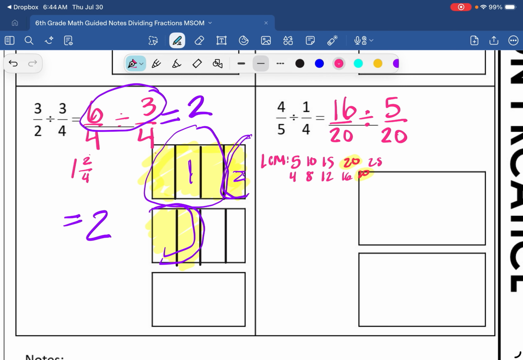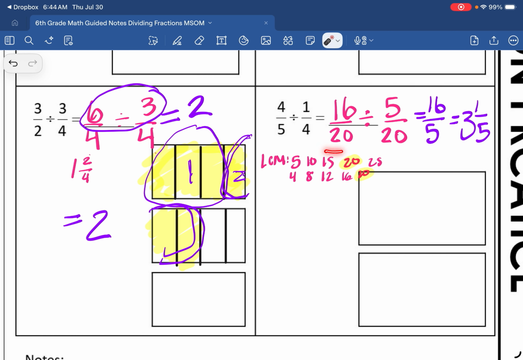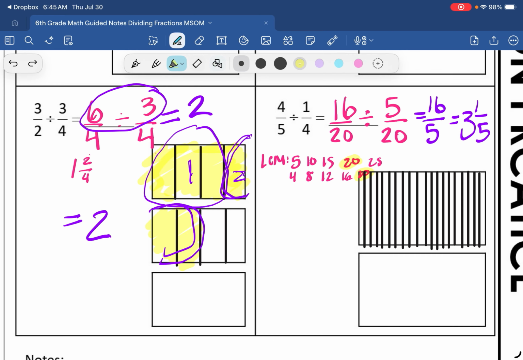So I'm going to do 16/20 divided by 5/20. With my algorithm, since my denominators are equal, 16 divided by 5 equals 16 fifths. That is the same as 3 and 1/5. So since I'm doing 20ths, I've got to divide up my model into 20ths. 16/20 means I'm going to shade 16 of these bars, which means I'm just going to have 4 left over. Divided by 5/20 means how many groups of 5/20 are in 16/20.